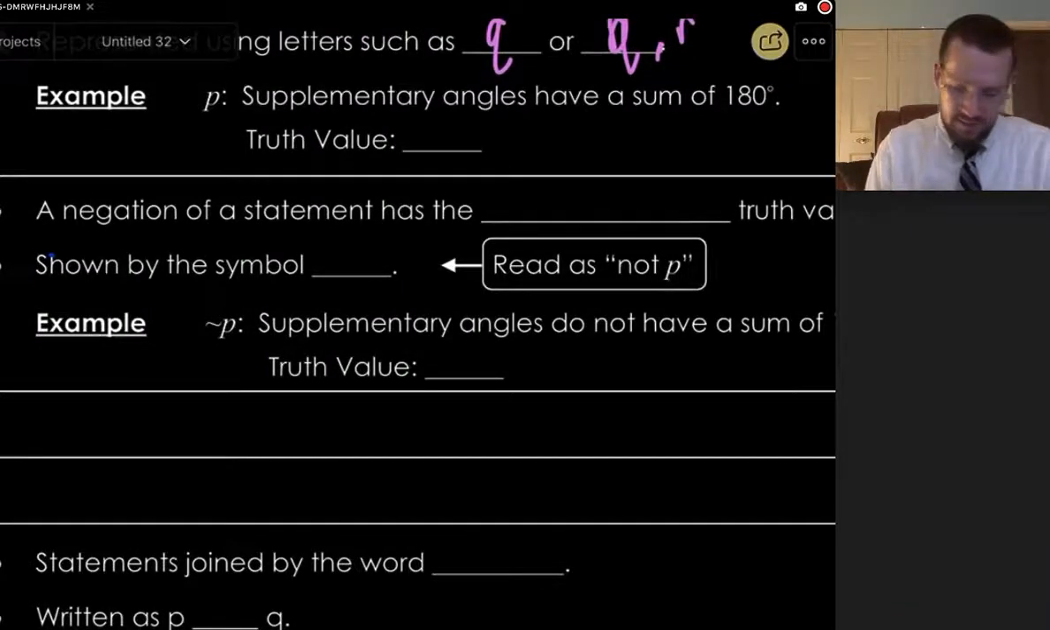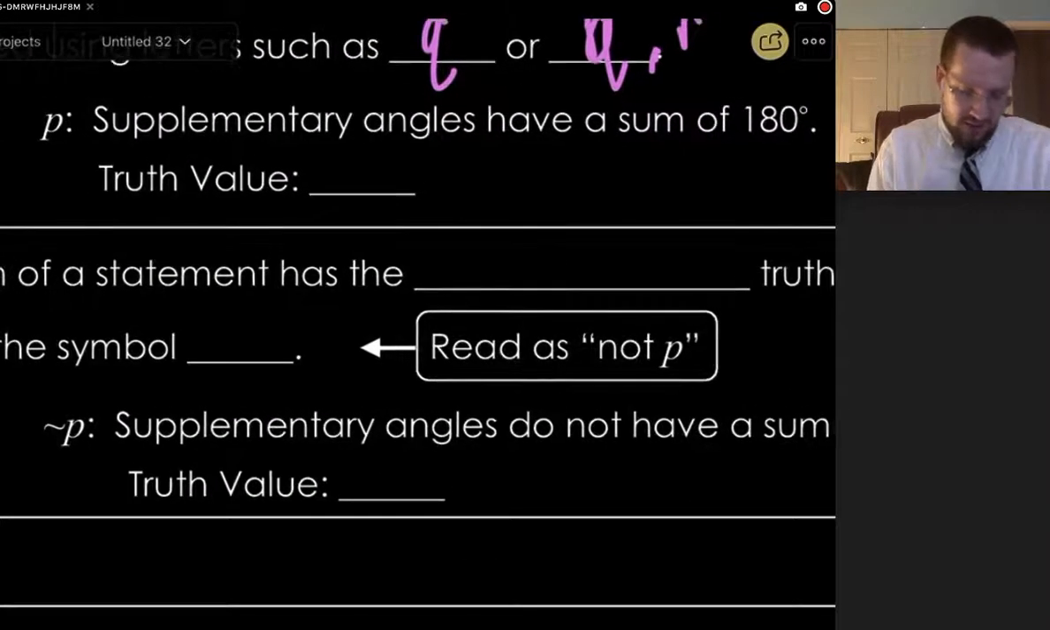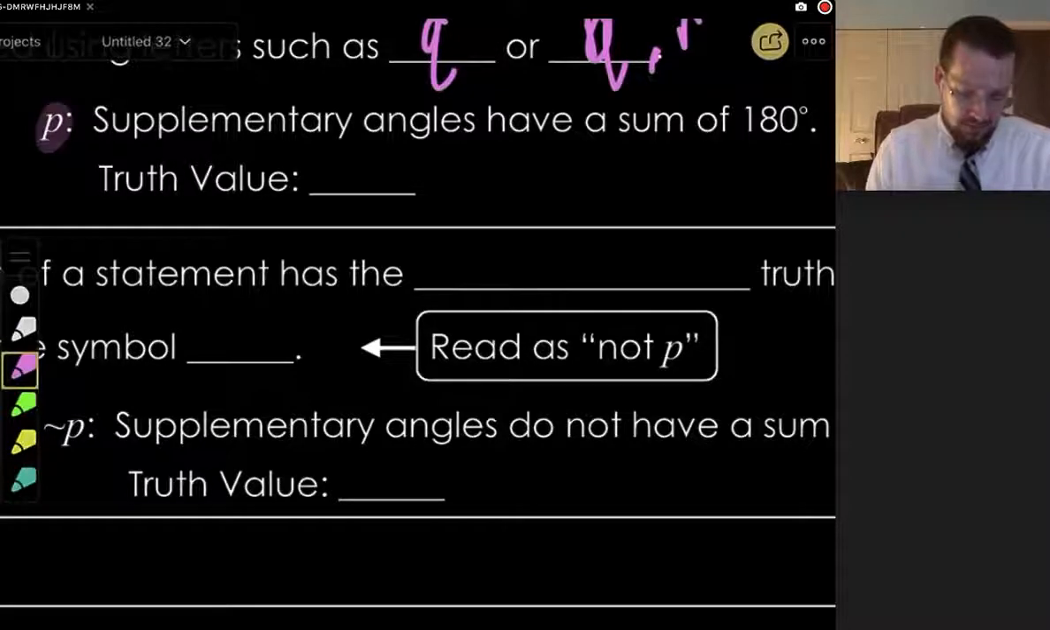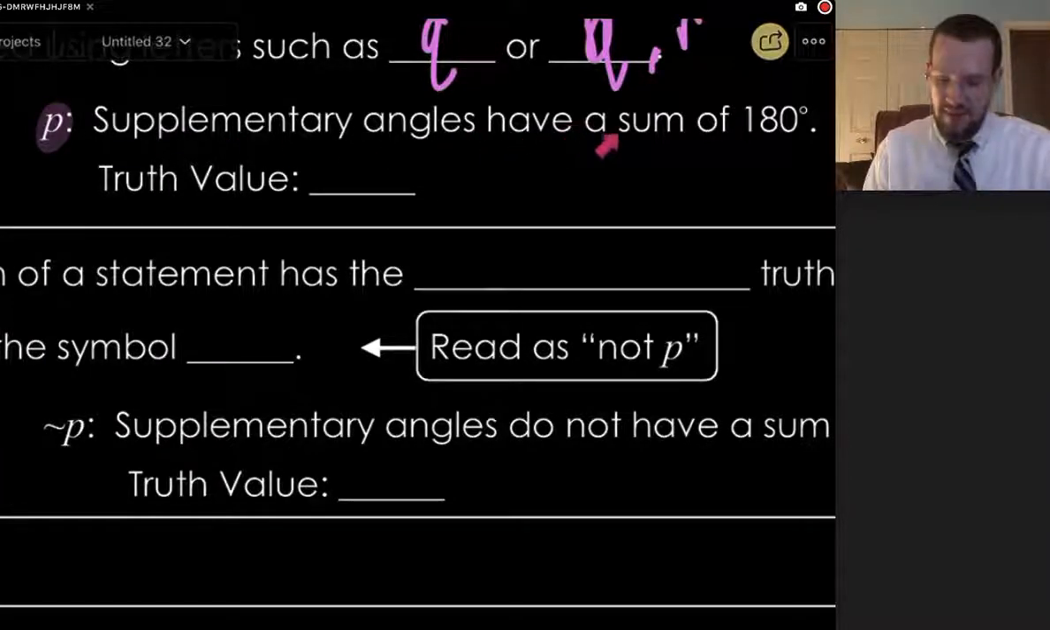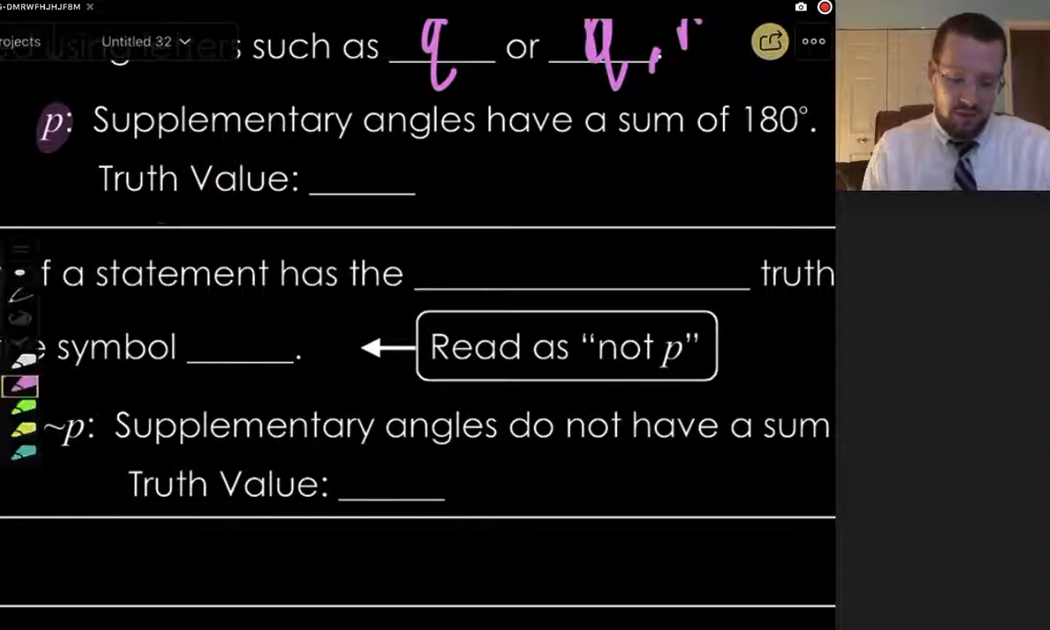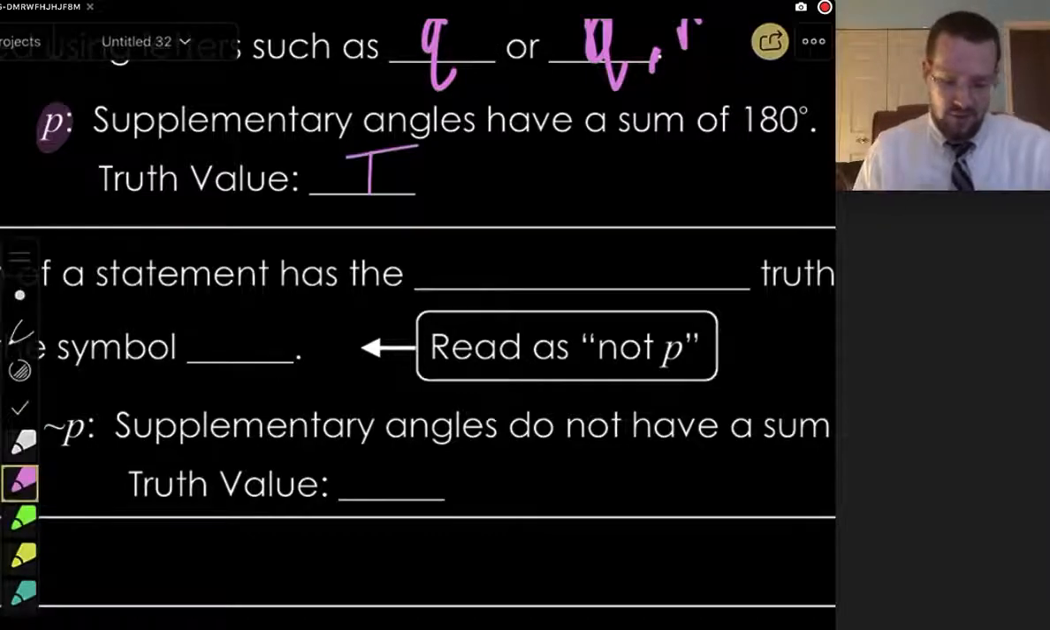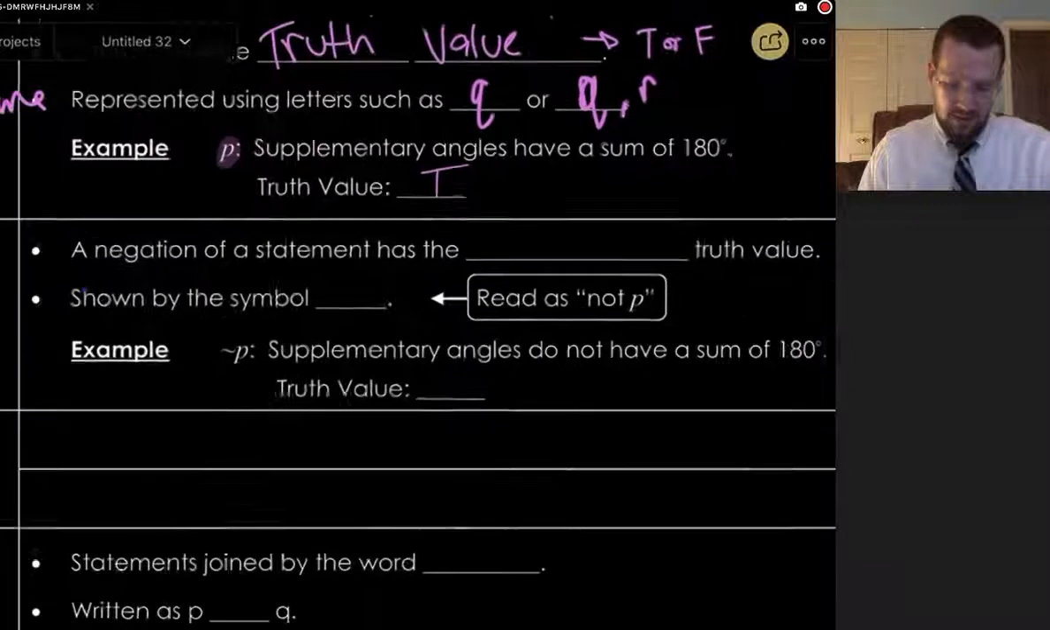And this would look like this. Here we have the statement P, and it says supplementary angles have a sum of 180 degrees. Is that true? We can examine the truth value of this statement, and yes, that is true. That is a true statement.